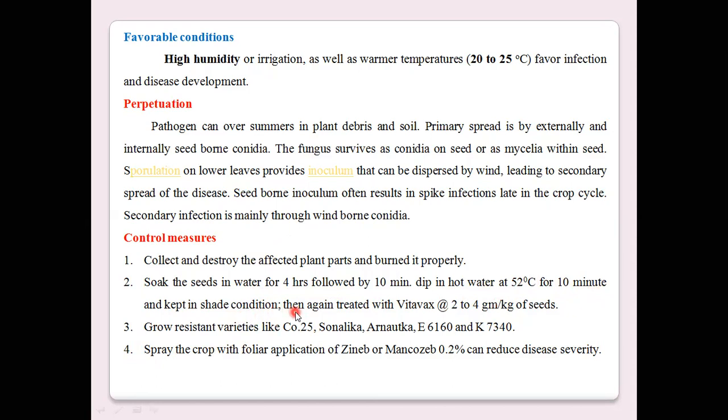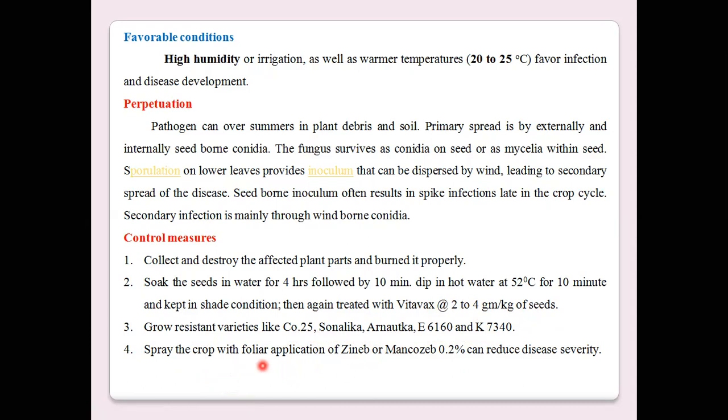And then these seeds are treated with a fungicide, that is Vitavax, at the rate of 2 to 4 gram per kg of seed. And these seeds are used for sowing purposes. Then grow resistant varieties CO25, Sonalika, or Nantika, then E6160 and K7340.